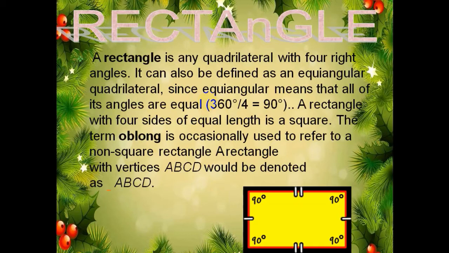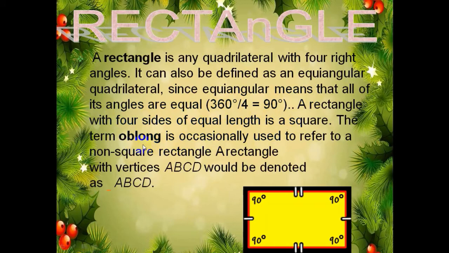It can also be defined as an equiangular quadrilateral. Quadrilateral means a closed geometrical shape which has 4 sides. Equiangular means that all of its angles are equal. 360 degree divided by 4 is equal to 90 degree. A rectangle with 4 sides of equal length is a square.